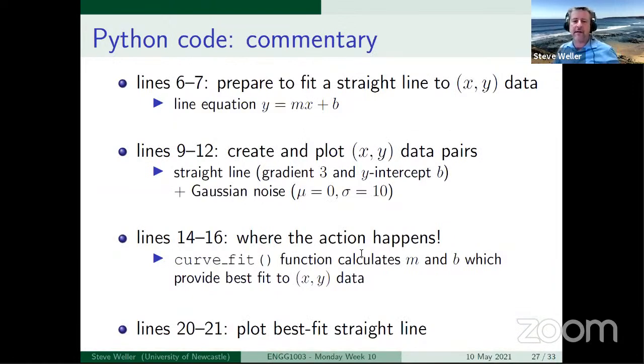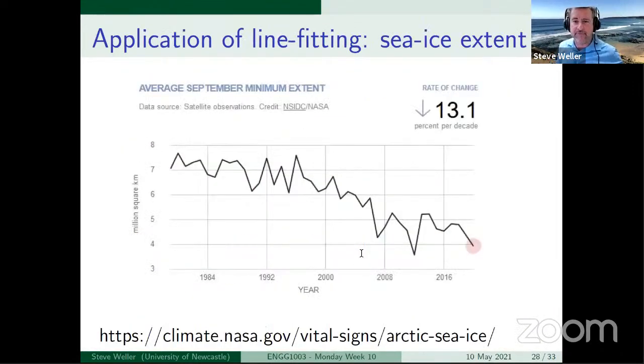There's the commentary. I've said all that. There's a reference. There's an example for you. I'm going to finish today's lecture with an application to some real data.